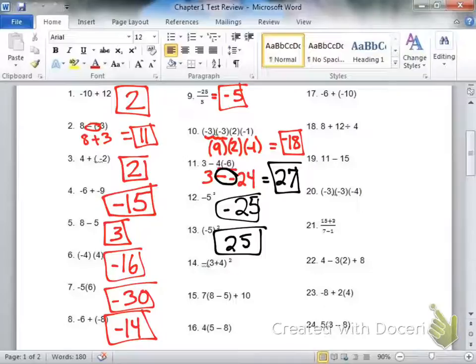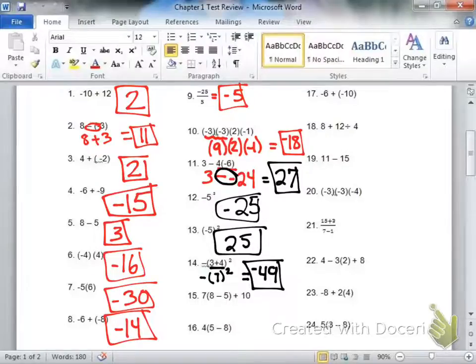We good for 14? Ready? Okay. We have to do parentheses first. So this is negative 7 squared. This is the same thing as what we're looking at on number 12. The negative sign has nothing to do with the exponent. So take care of the 7 squared first. What is 7 squared? 49. And if you think of it as a negative 1 multiplied by that, that'd give you a negative 49.